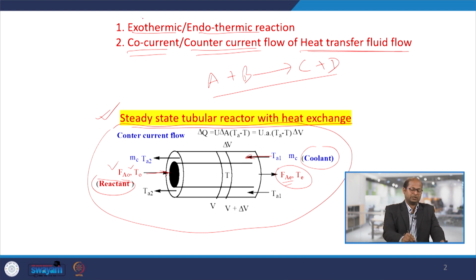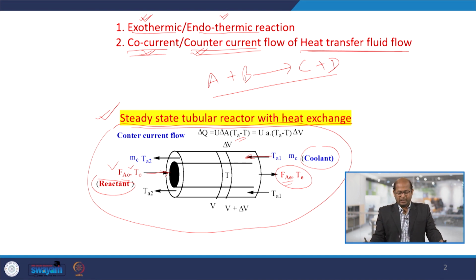If we consider, let us say, exothermic reactions with co-current heat transfer fluid flow, what would be the temperature profile for the reacting mixture as well as the coolant temperature? If the reactions are exothermic and the flow is counter current, what would be the nature of the temperature profiles of both the reaction mixture and the heat transfer fluid that is passing? We can evaluate and see the temperature profile. Similarly for endothermic reactions, in both cases we can find out the nature.